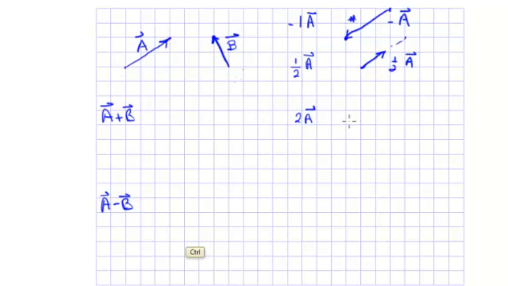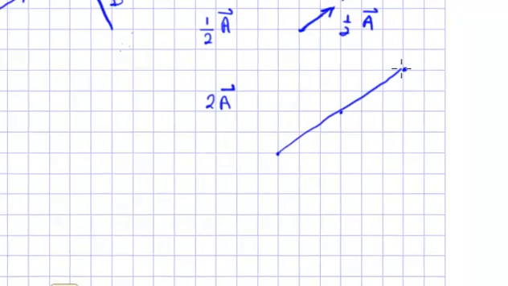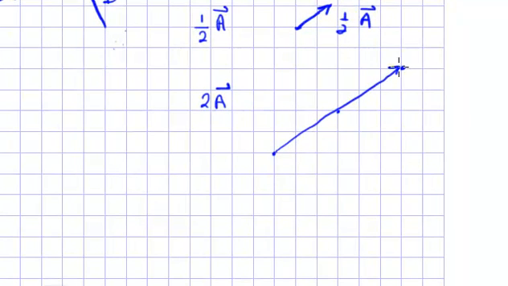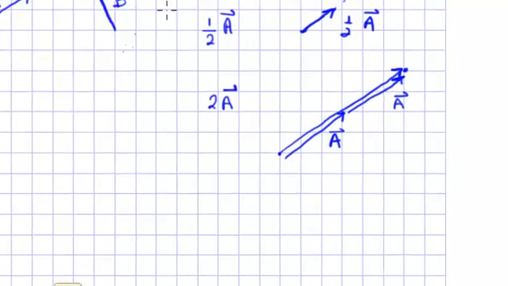2A would be the vector that's the same direction but twice as long, and so what I'm going to do is I'm going to go over 1, 2, 3 up 2, then I'm going to go over 1, 2, 3 up 2, and that is 2A. If you look at this vector, you'll see that 2A is the same as A plus A, anticipating vector addition.